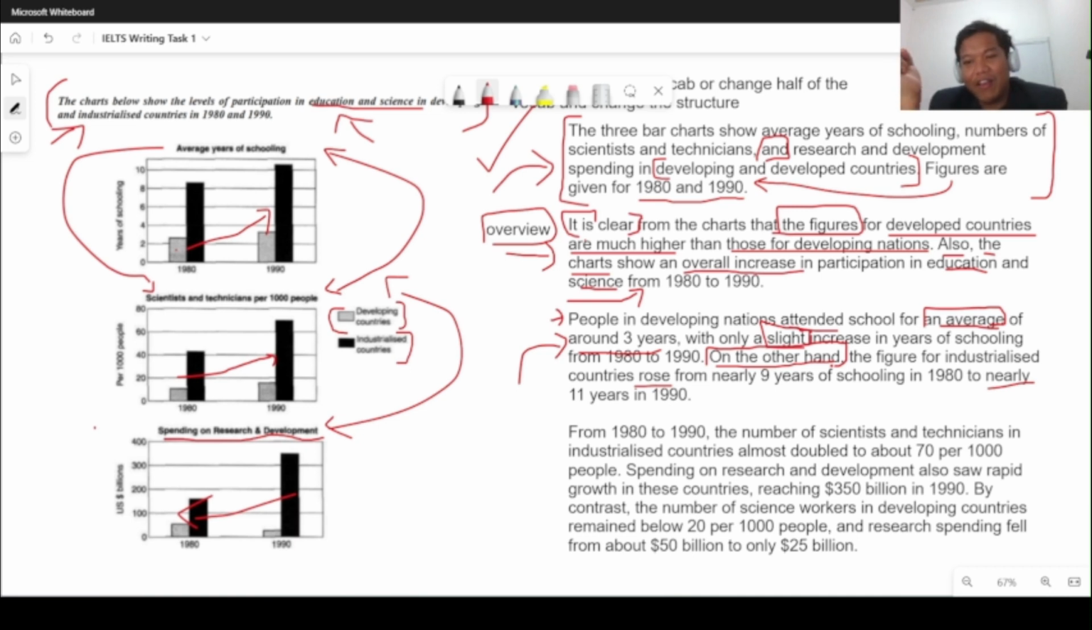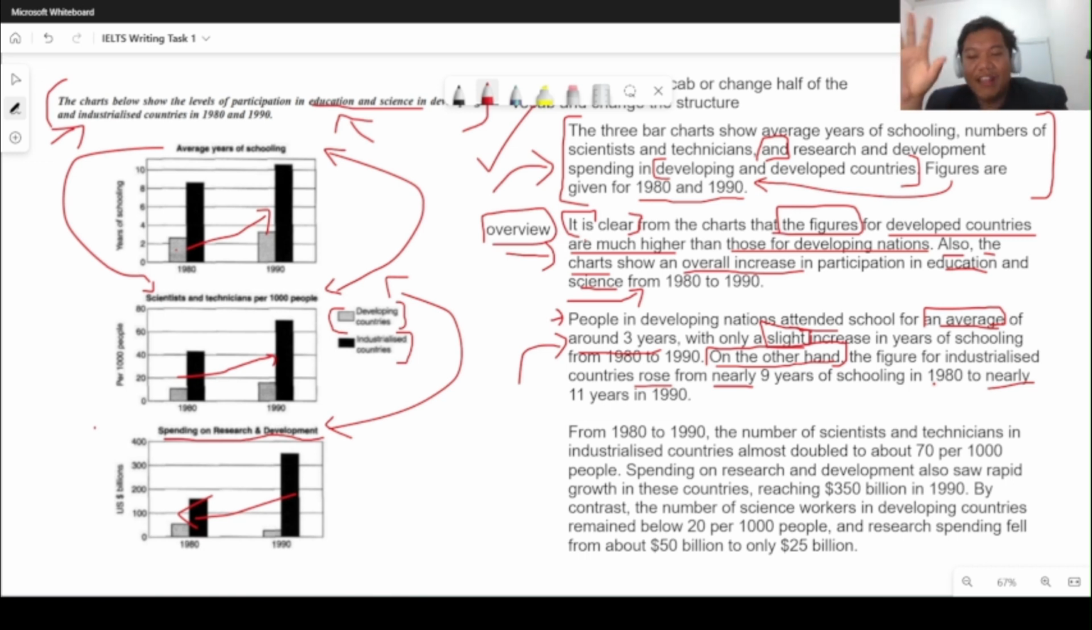Okay? "The figure for industrialized countries rose." So, like I mentioned, increase, decrease, those vocabulary with all of their synonyms, please memorize them. Rose is a really good one. "From nearly 9 years of schooling in 1980 to nearly 11 years in 1990." Now, the only problem I would just highlight, it's not a big problem, it's more like nitpicking, right? This person used "nearly" twice in the same sentence. I personally wouldn't recommend that, right?